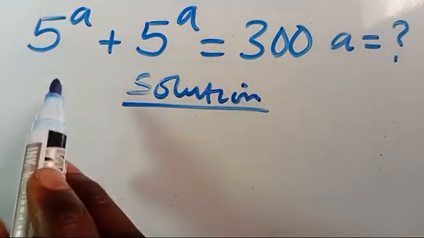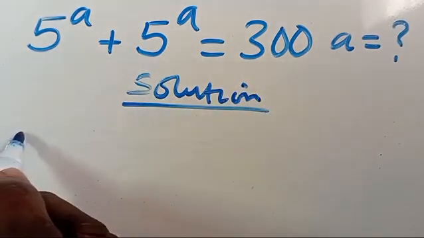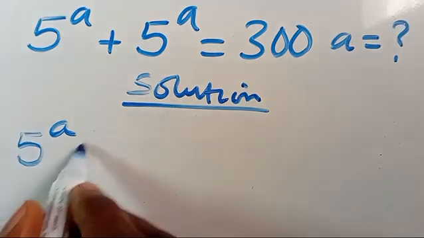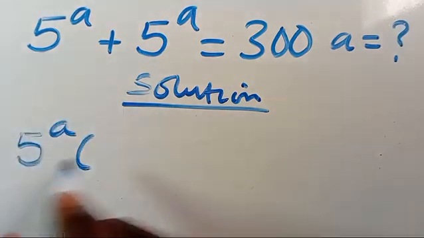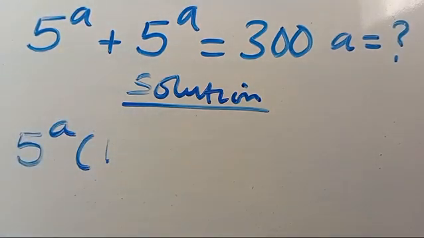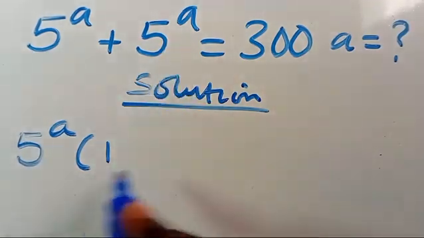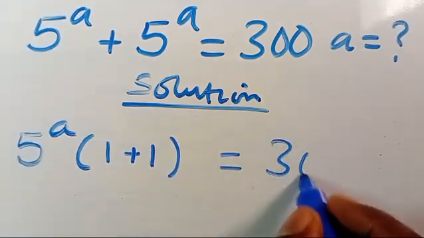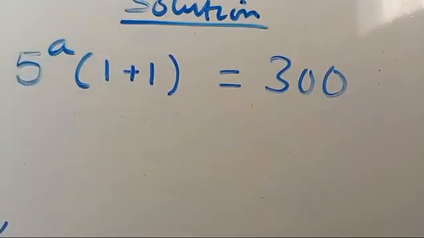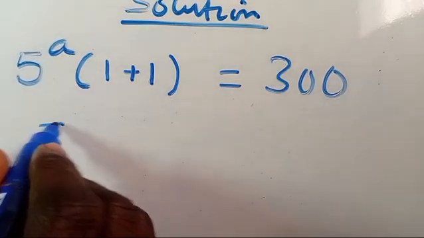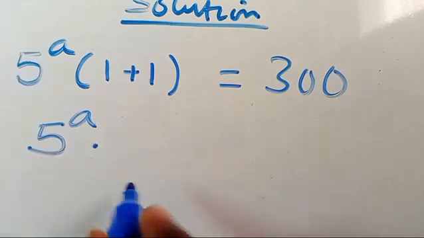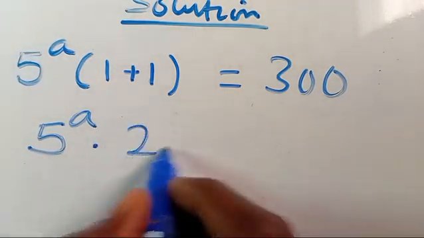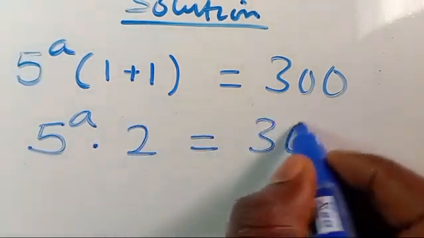From here we have 5 to the power of a in common, so we can factor it out to be 5 to the power of a, open parenthesis, this divided by this will give us 1. Then this 5 to the power of a divided by this will also give us 1, equals 300. So from here we have 5 to the power of a multiplied by 1 plus 1, which gives us 2, equals 300.